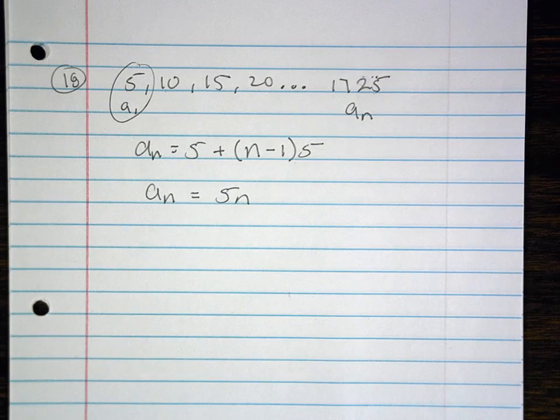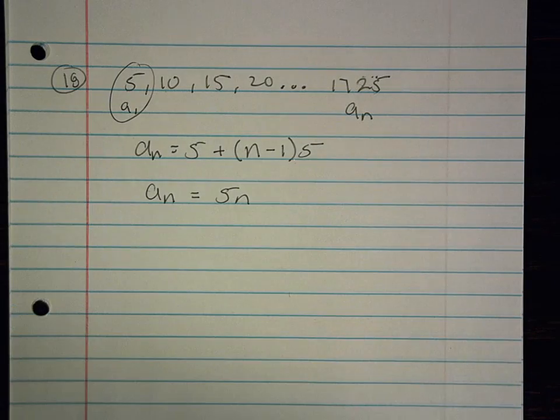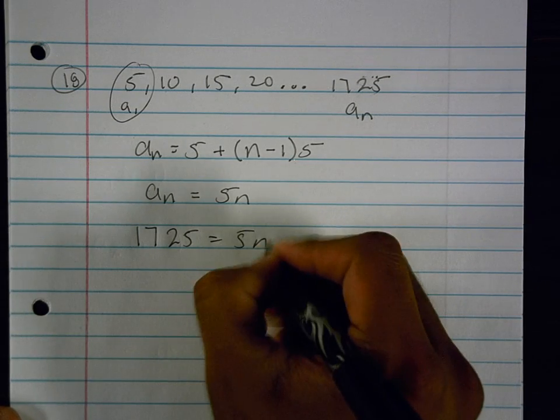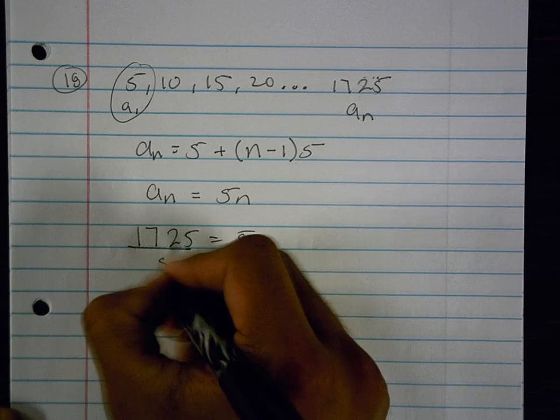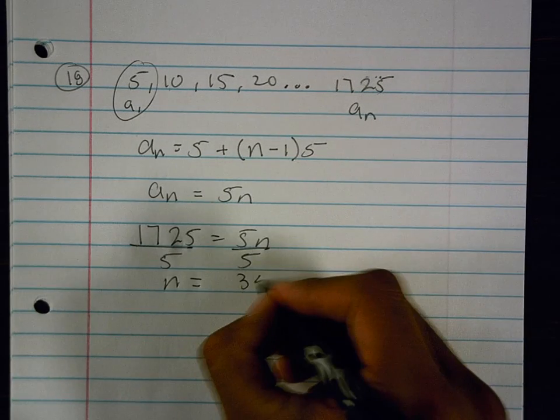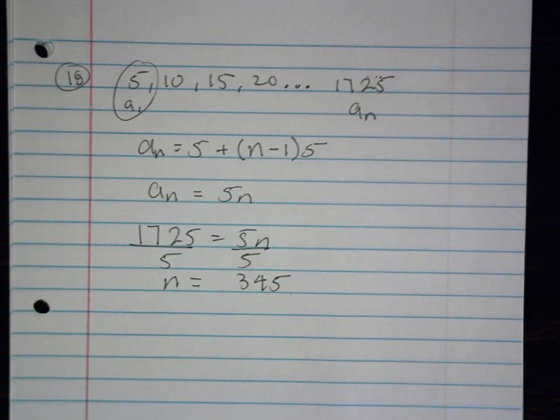So now the question is, what is the n for 1,725? So I'm going to plug that into the formula because it's an a sub n, and I'm going to figure out what its n is. I'm just going to divide by 5 by solving for n, and that comes out to be 345. Okay? And that's how many terms there are in the sequence.